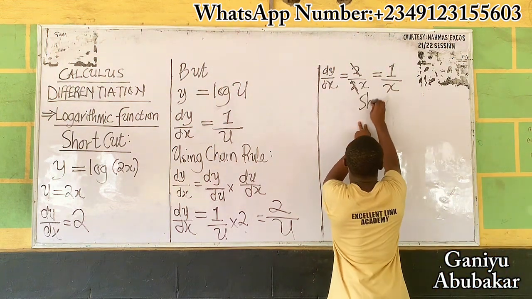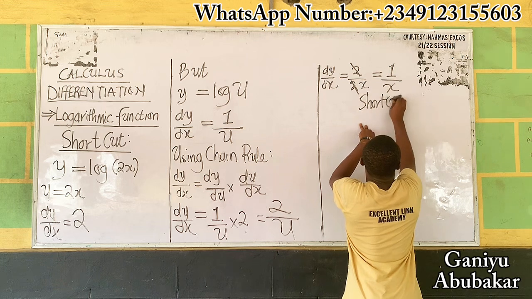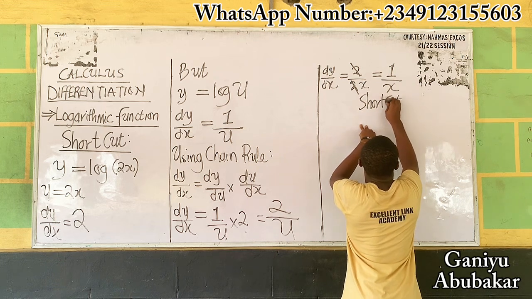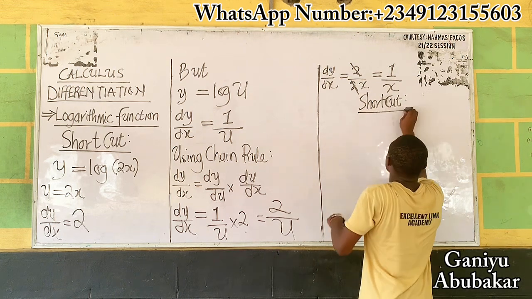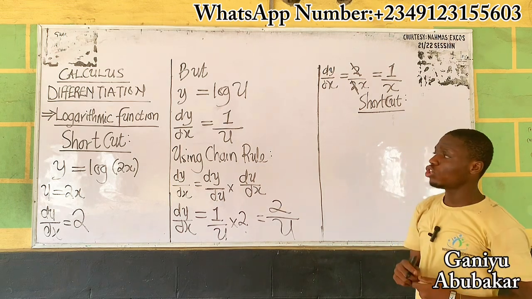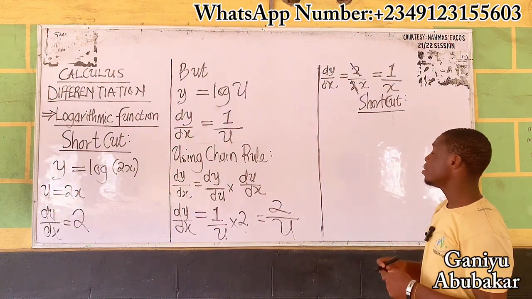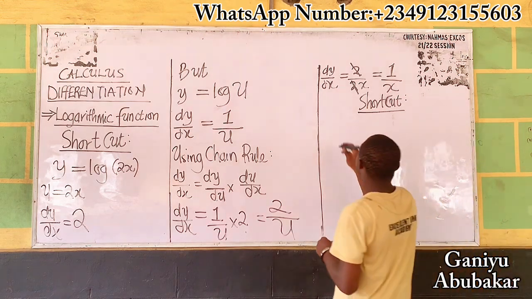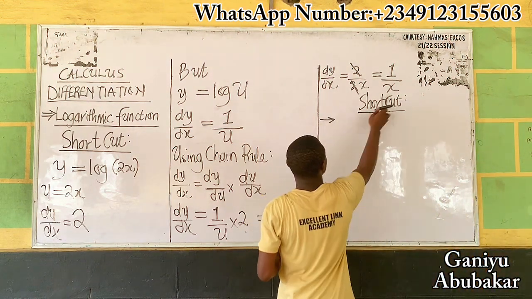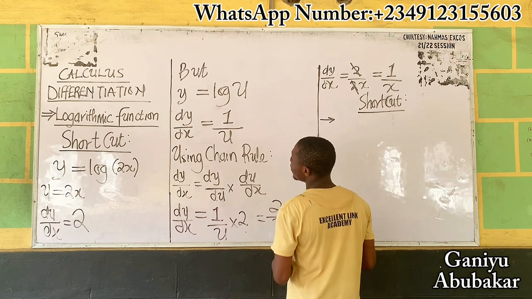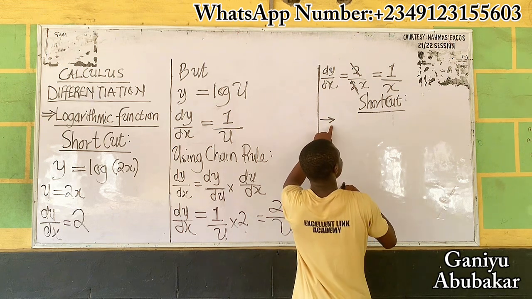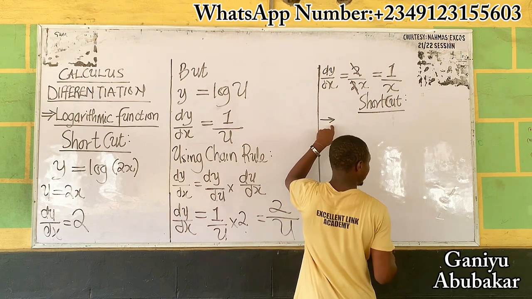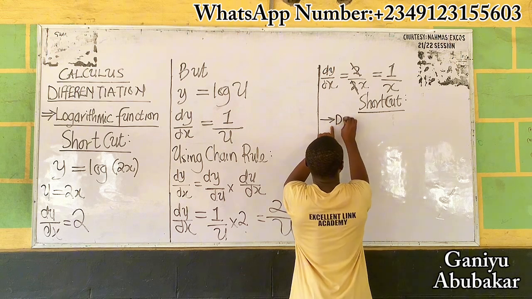Let's see what happens. Let's now use the shortcut to see what will happen. For the log function shortcut, there are basically just 2 rules to note. The first rule is to differentiate the term in brackets as the answer for the numerator.